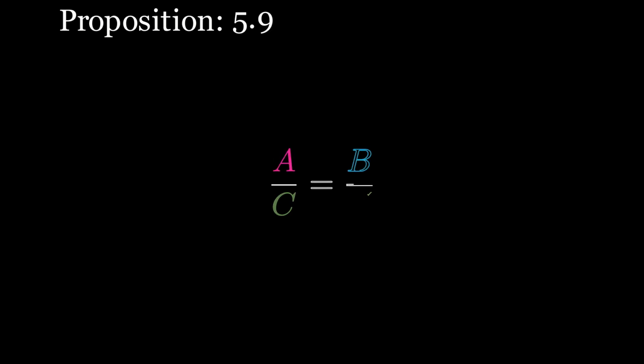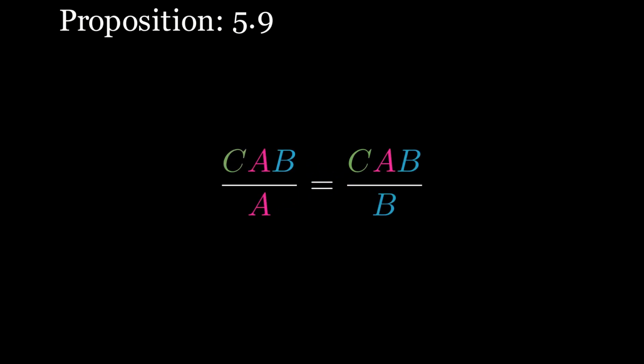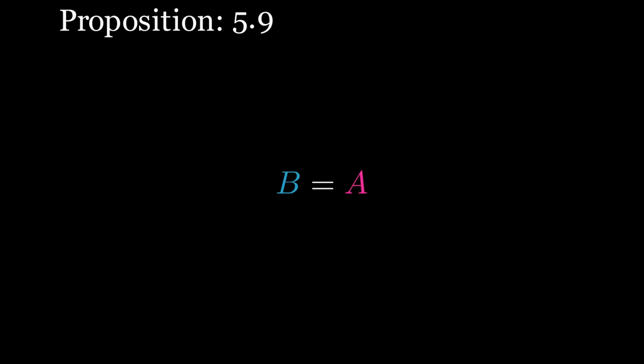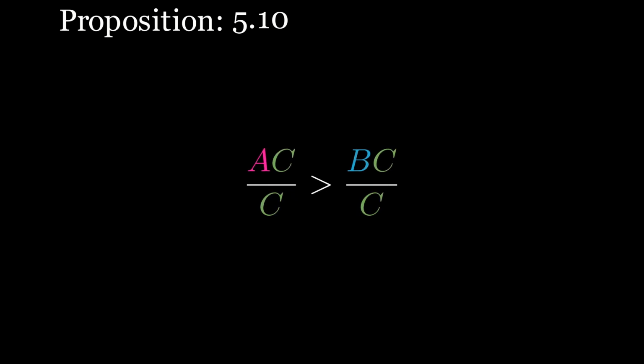5.9 is the converse of 5.7, that if A over C equals B over C, then multiplying by C shows that A is equal to B, and if C over A is equal to C over B, then multiplying both sides by AB and dividing by C also shows A is equal to B. 5.10 is the converse of 5.8. If A over C is greater than B over C, then multiplying by C shows A is greater than B. And if C over B is greater than C over A, then multiplying both sides by AB and dividing by C also shows A is greater than B.